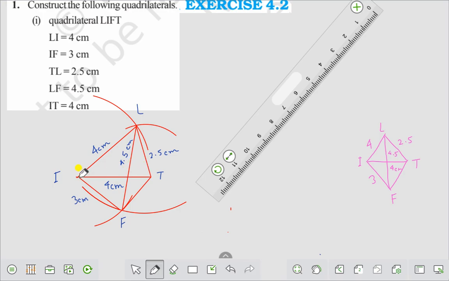See, IT is 4 centimeter. That means first you have to take IT, with I as center make an arc of 4 centimeter, with T as center make an arc of 2.5 centimeter. We get the point L. Join IL 4 centimeter, TL 2.5 centimeter. After that, with I as center, take an arc of 3 centimeter. With L as center, take an arc of 4.5 centimeter. You will get the point F. Join this IF, that is 3 centimeter, and LF is 4.5 centimeter, and join this line FT. We get the required quadrilateral LIFT, right?